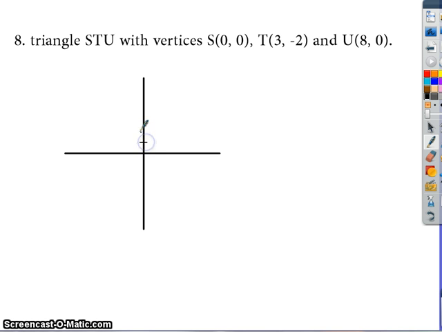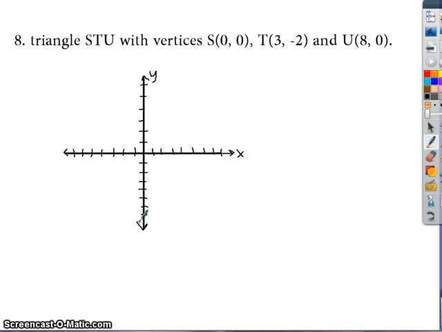So let me finish setting up my graph. 5, 6, 7, 8. And I'm going to put arrows. I'll extend that one a little bit because they should have arrows, because remember, the coordinate plane goes on forever.